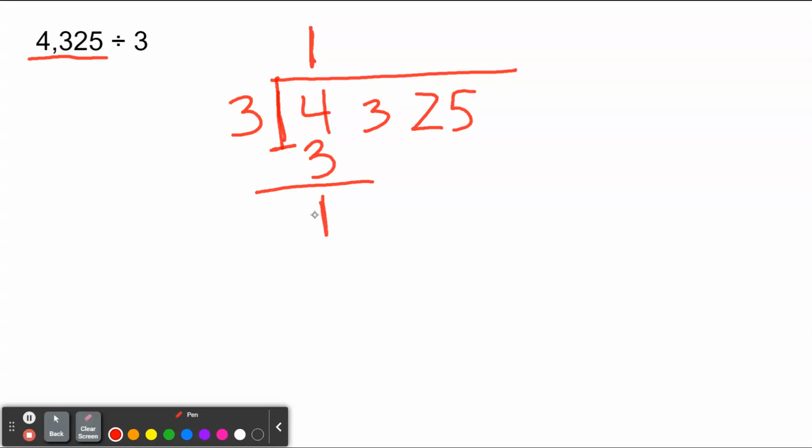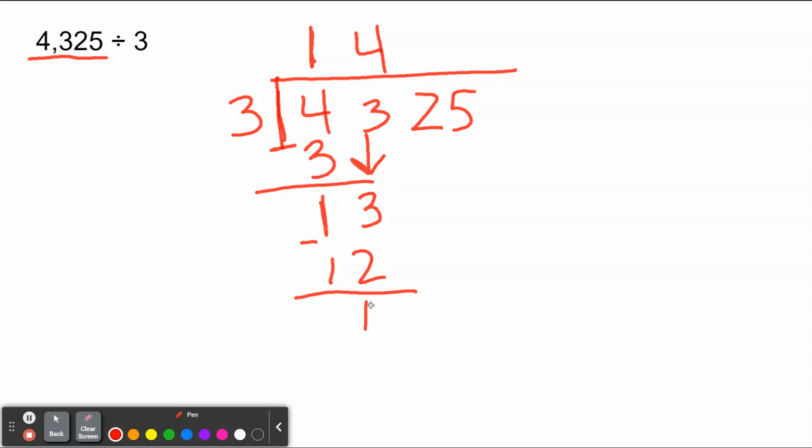Now I'm going to take that 1,000, I'm going to turn it into hundreds, and I'm going to combine that with my 3 other hundreds. So now I have 13 hundreds. So how many hundreds can I divide into 3 groups? Well, I know if I do 4 times 3, that's going to be 12. So I can use 12 of those hundreds. So I've used 12 of those hundreds. I now have 1 hundred left over.